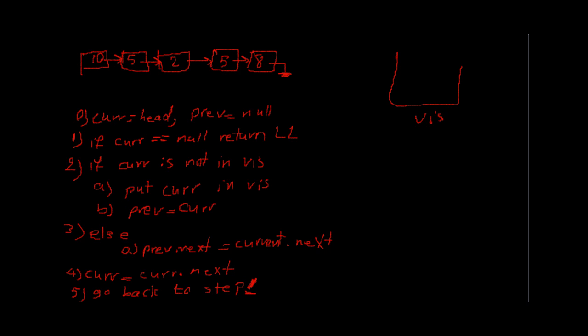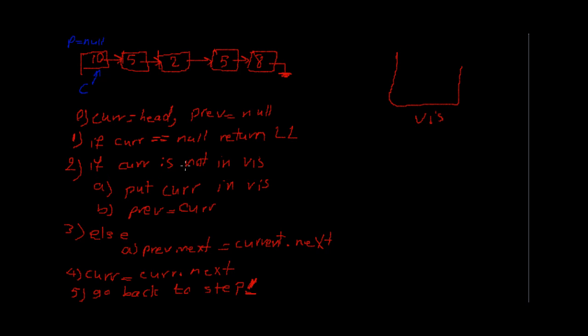Okay, now let's see if our algorithm makes sense or not. For ease of use, I'm going to say that current is just C and previous is P. So current is pointing at the head and previous is pointing at a null. Now the first step says if current is equal to null, return the linked list. So let's check the current. Current is not equal to null. Current is equal to the head of the linked list here, and it's just 10. So we're going to skip this step and go to step 2.